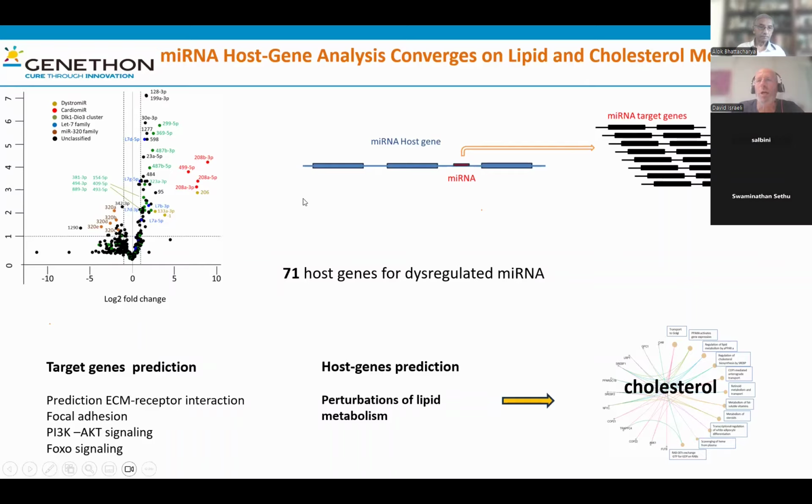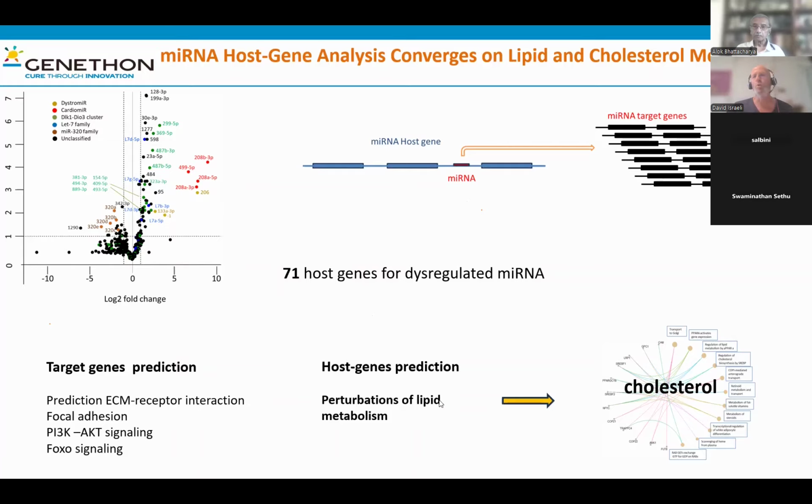So it's hiding my title, but I'll tell you the title. Let's go back to the story of host genes. We had a huge amount of dysregulation, and we could find 71 host genes. Now, if we took these miRNA and did target gene prediction, we got the normal things you see in muscular dystrophy. We got a prediction that ECM receptor interaction, focal adhesion, PI3K-AKT signaling, and FOXO signaling are perturbed in Duchenne's.